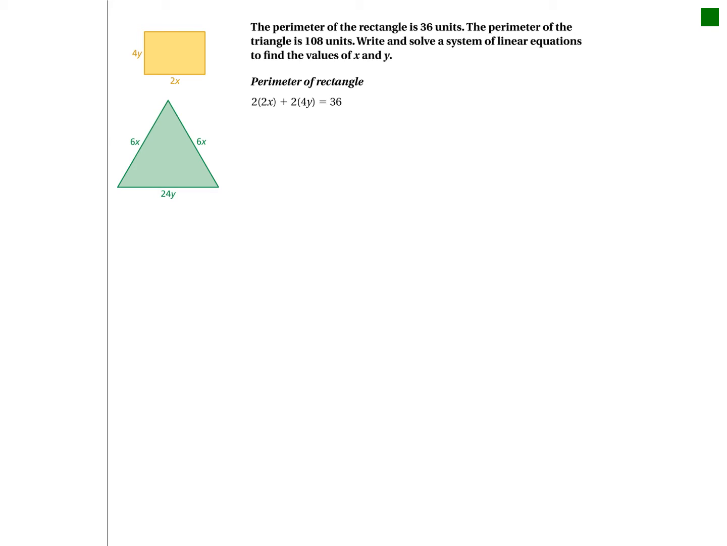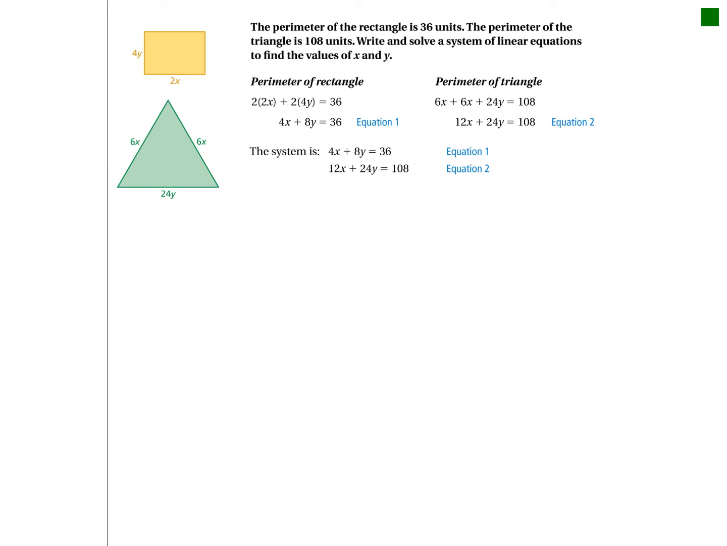All right, the perimeter of the rectangle, the perimeter of the triangle. Now, we have our system. We could graph it. It wouldn't be so easy, but we could easily use elimination to get this first equation to be like the second equation. I'm going to go over both of them.